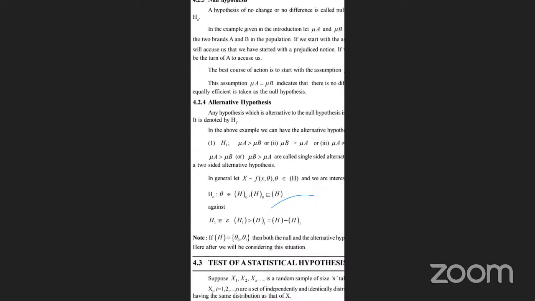Then the alternative hypothesis: any hypothesis which is alternative to the null hypothesis is called the alternative hypothesis. It is denoted by H1. H1: mu A greater than mu B, or mu B greater than mu A, or mu A not equal to mu B. This last one is the two-sided alternative hypothesis. If it is equal, it is the null hypothesis. If it is not equal, but less than, or greater than, or not equal to, we call it the alternative hypothesis.